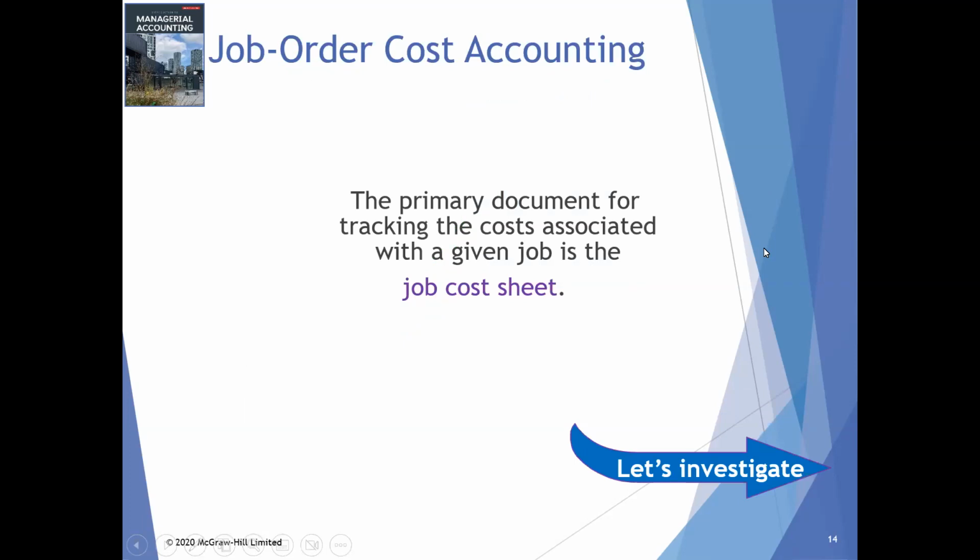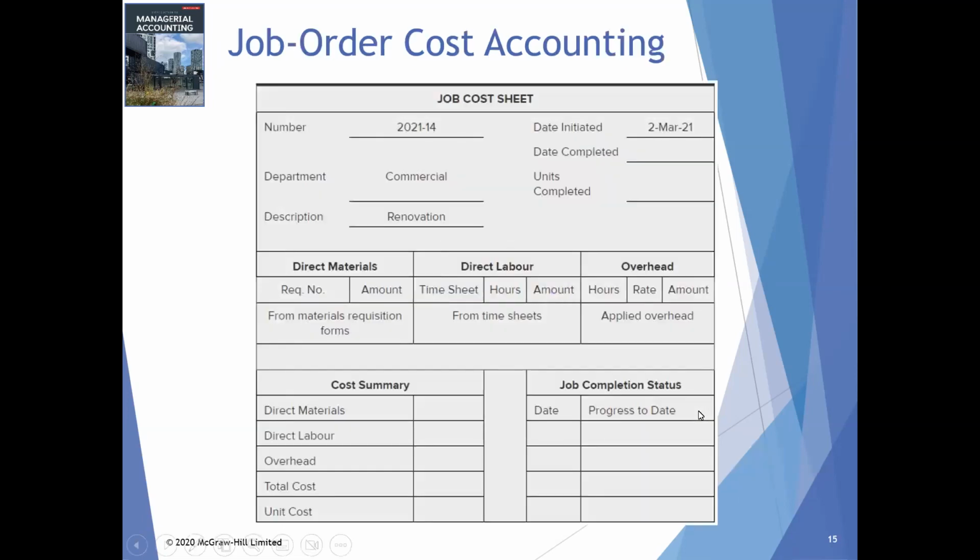Now next, the primary document for tracking the cost associated with a given job is known as the job cost sheet. Right? So what is the performance of a job cost sheet? Definitely we will have some number, right? Some description will be there, right? So how will we be able to know that? I'm just going to show you right now. Look at this. This is a job cost sheet pro forma, and one example is in front of you.